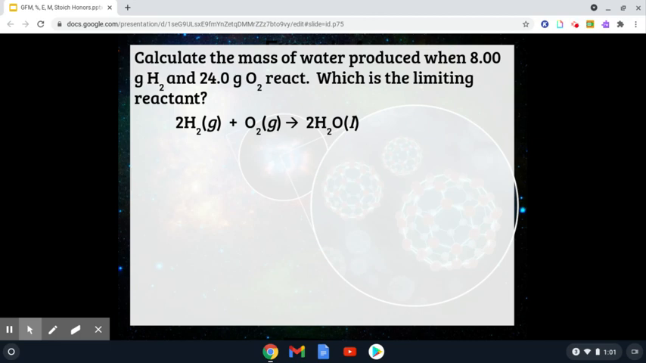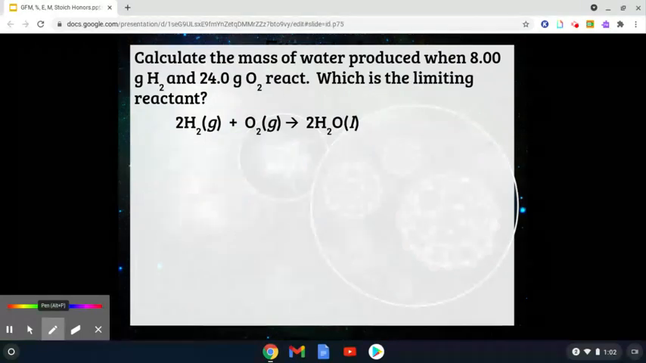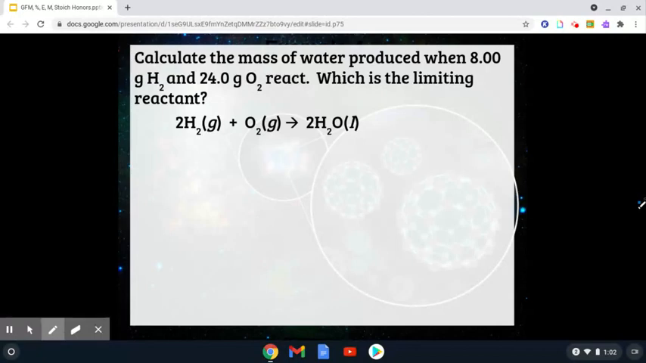So hopefully you already tried this problem on your own. I'm going to go over the solution. The problem reads, calculate the mass of water produced when 8 grams of hydrogen and 24 grams of oxygen react. Which is the limiting reactant?